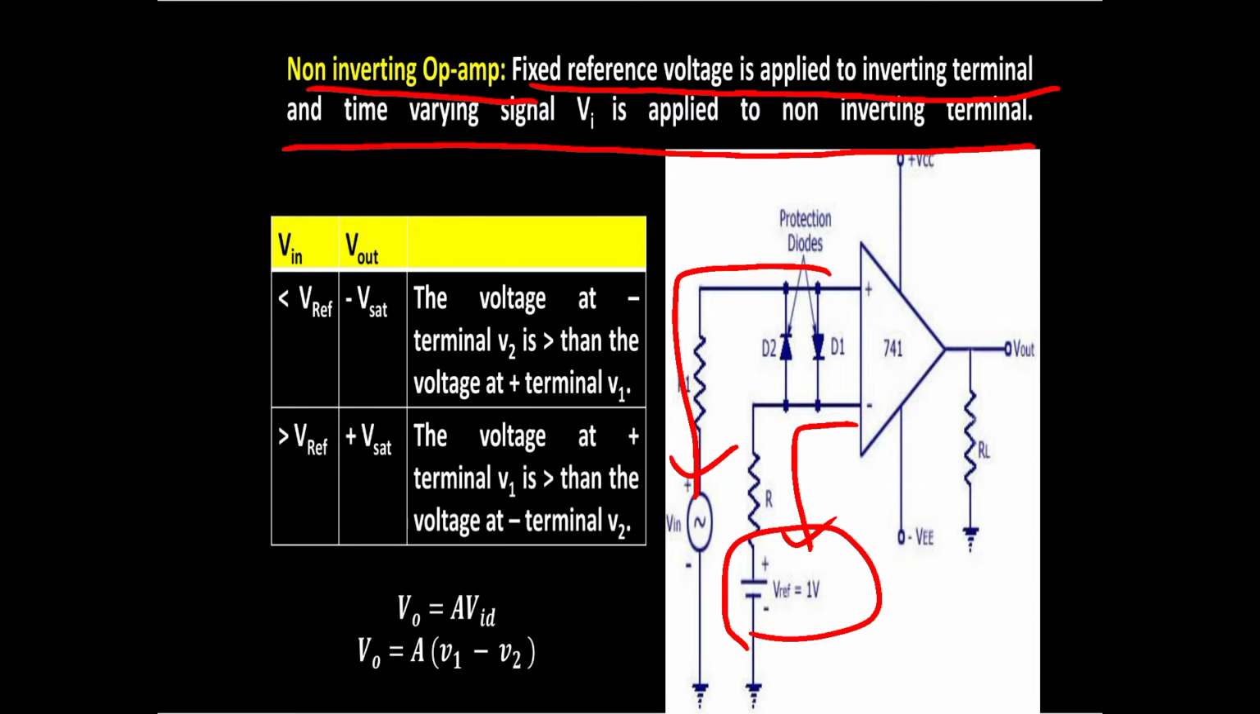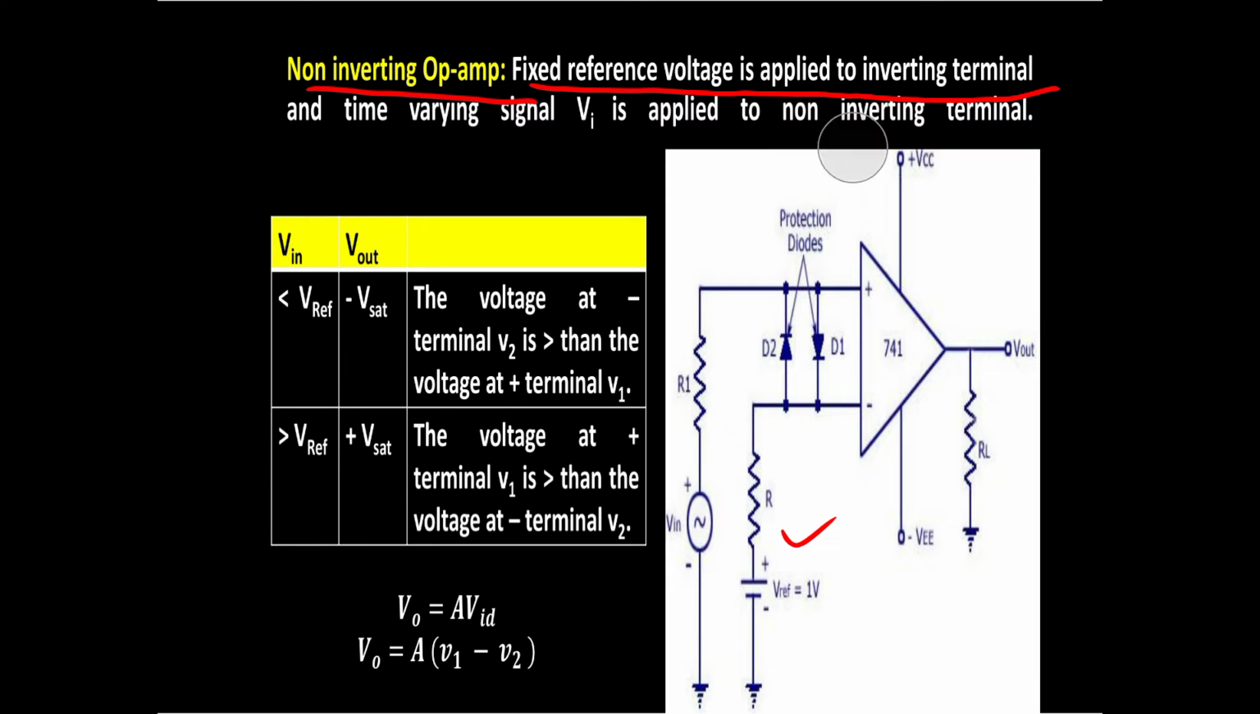Observe D1 and D2, two diodes connected between the inverting and non-inverting terminals. These diodes are also known as protection diodes. These are used to protect our op-amp from high voltages. These are used as protecting diodes, and R1 and R are the input resistances.